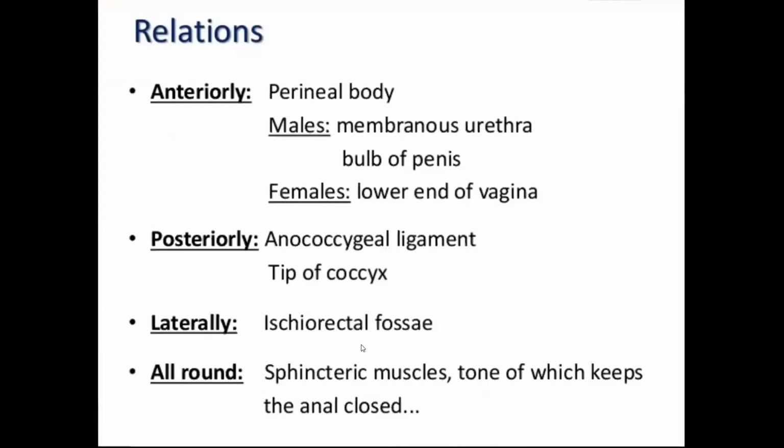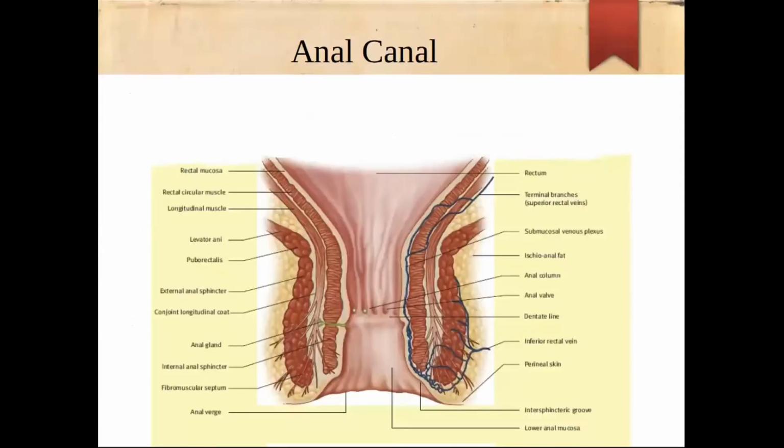Okay, the relations are the same in male and female. Both have the perineal body in front of the anal canal. In males, they have the membranous urethra with the bulb of the penis. In females, they have the lower end of the vagina. Posterior to the anal canal are the anococcygeal ligament and the tip of the coccyx. Laterally is the ischiorectal fossa, and around it are the sphincters. Clear? Yes.